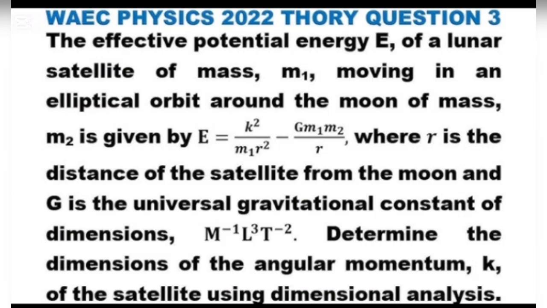Example 2. The effective potential energy E of a lunar satellite of mass m1 moving in an elliptical orbit around the moon of mass m2 is given by E is equal to k squared over 2 m1 r squared minus G m1 m2 over r, where r is the distance of the satellite from the moon and G is the universal gravitational constant of dimension M raised to power minus 1, L raised to power 3, and T raised to power minus 2. Determine the dimension of the angular momentum k of the satellite using dimensional analysis.